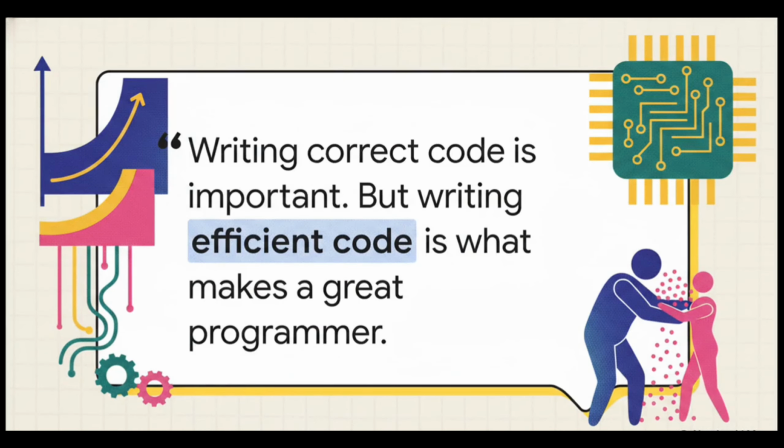At the end of the day, it all boils down to this. Writing correct code is important, but writing efficient code is what makes a great programmer. A slow brute force algorithm might work perfectly fine for a tiny input of 10 items, but it will buckle and fail completely under the intense pressure of large real-world datasets. Time complexity isn't just academic theory, it's the fundamental backbone of competitive programming and software development.